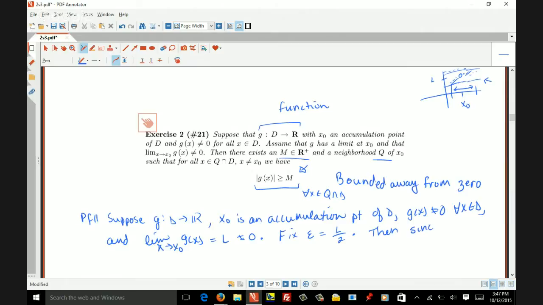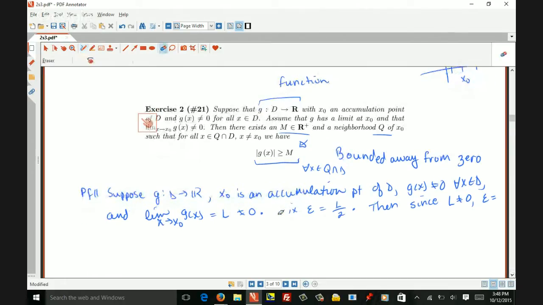Then, since L is not equal to 0, epsilon is not equal to 0. We're going to have two cases, where that's positive and negative. Maybe I should split it up right now because I drew my picture for the positive case. Let me do that. I hate erasing things, but I'm going to do that. I think it'll be easier for you to follow it rather than me trying to prove both cases at once.